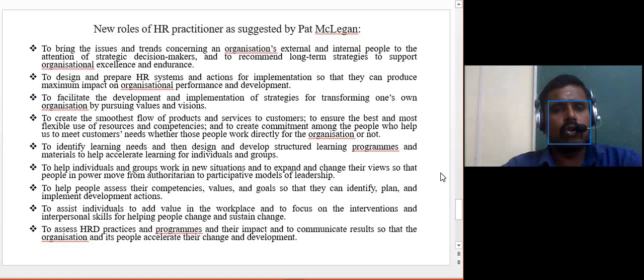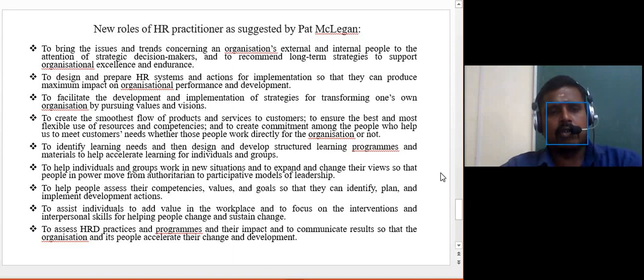The second role played by the HR practitioner is to design and prepare HR systems and actions for implementation so that they can produce maximum impact on organizational performance and development.